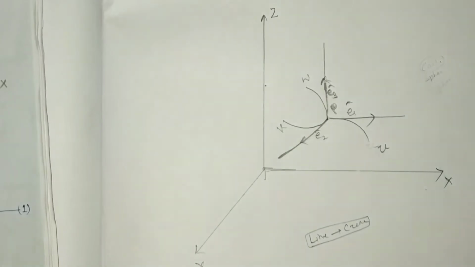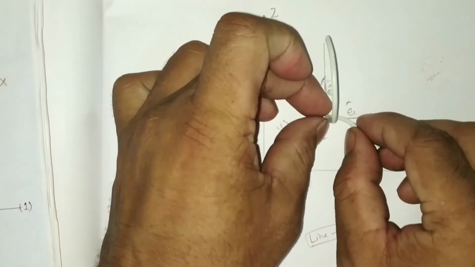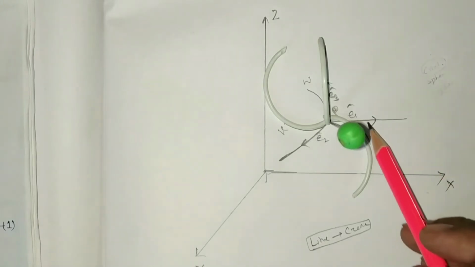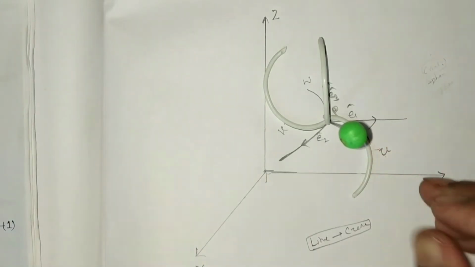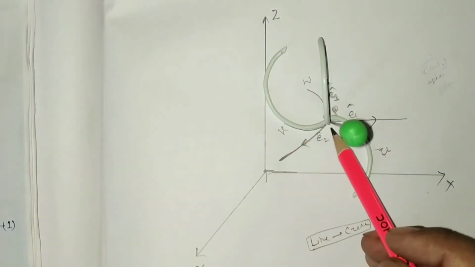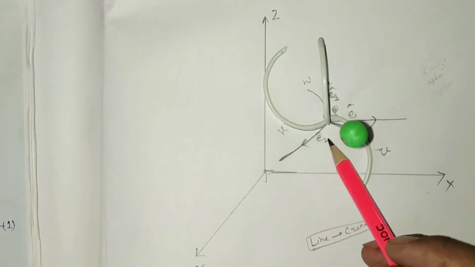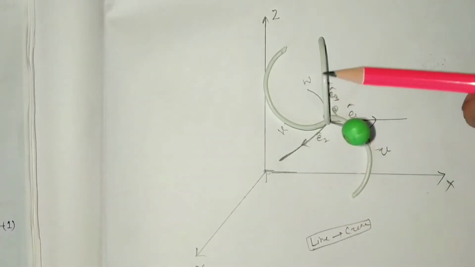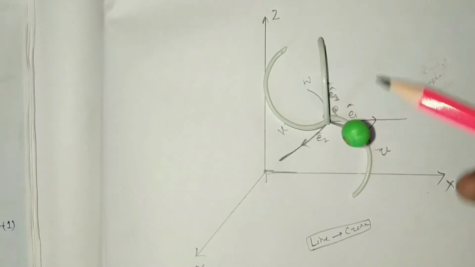So the actual 3D view is like this. Carefully you have to watch. For U curve, this one is the tangent and the corresponding unit vector is your E1 cap. For the V curve, this one is the tangent, the corresponding unit vector is your E2 cap, and this is the tangent for the W curve, and the corresponding unit vector along this is your E3 cap.